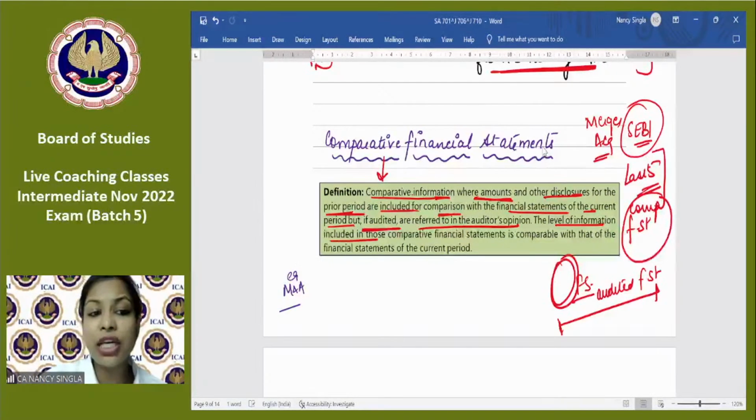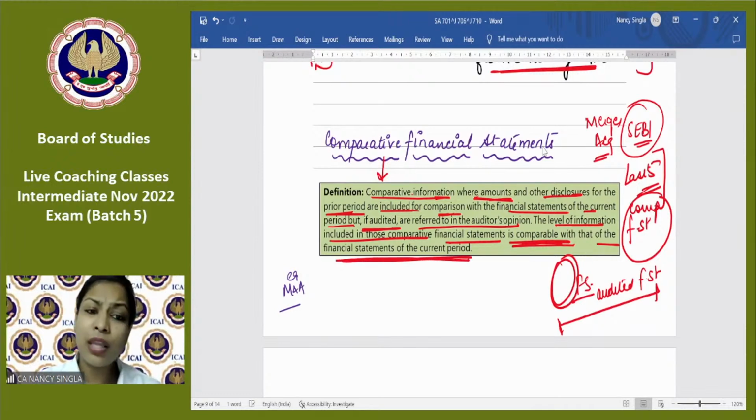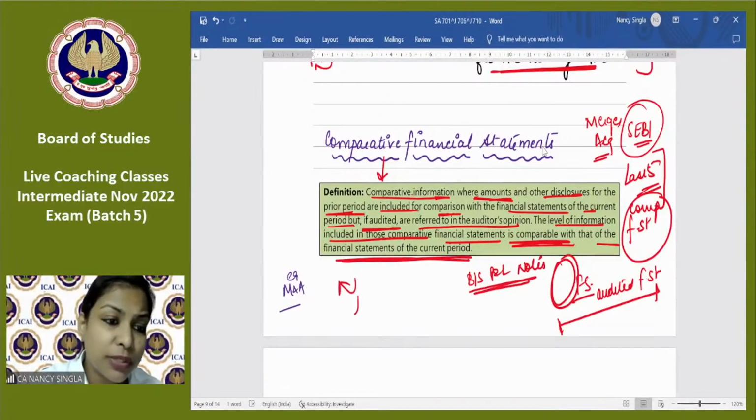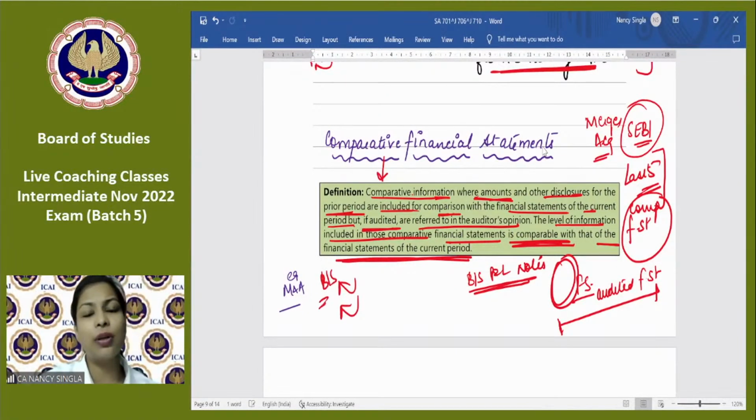The level of information included in those comparative financial statement is comparable with that of the financial statement of the current period. अगर वहां का बैलेंस शीट, पीएनएल, नोट्स टू अकाउंट सब कुछ दिया है, तो इस सारे ईयर्स का all the information will come, है ना. तो it is totally comparable. Corresponding figures में तो आप सिर्फ corresponding figures बैलेंस शीट में दे रहे हो ना, है ना, let's say पीएनएल में दे रहे हो ना, but it will come the comparative financial statement as such, it will contain all the comparative financial statement of all 5 years.